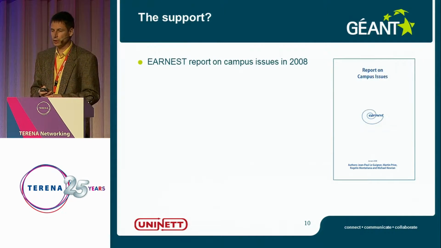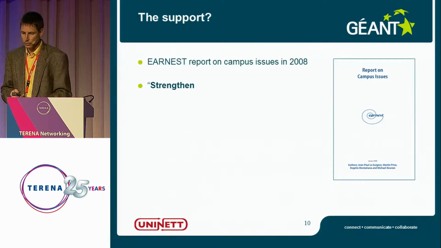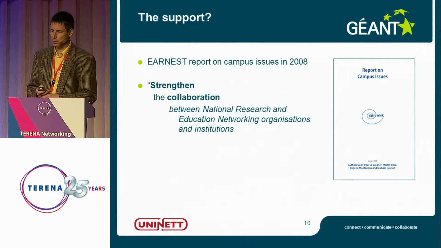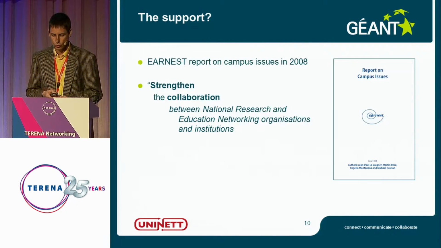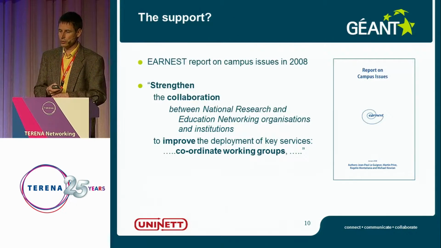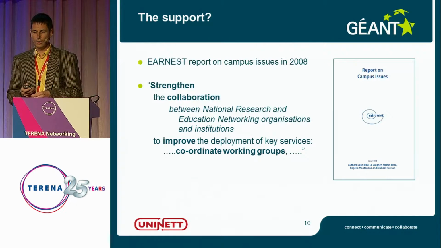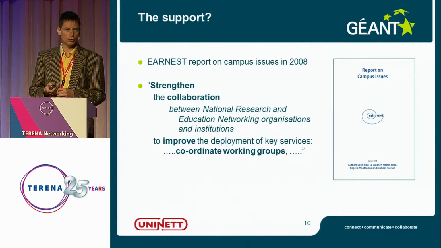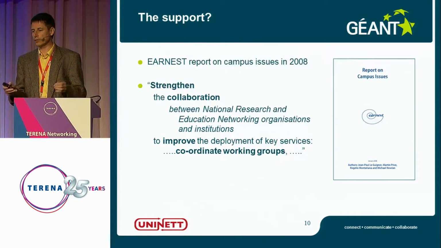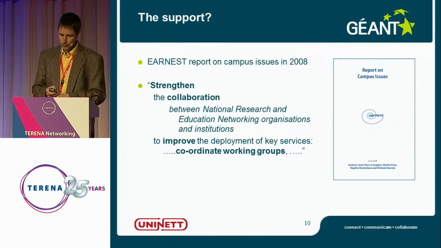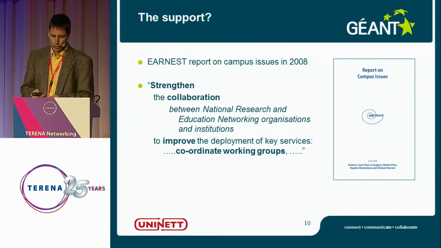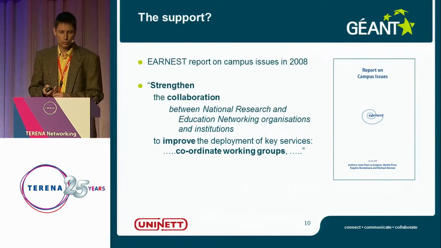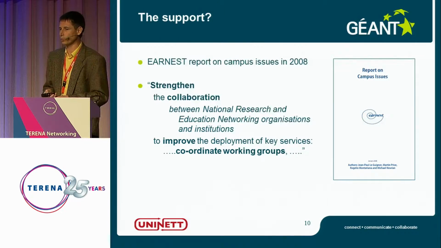One of the recommendations that they gave was to strengthen the collaboration between the national research and education networks and the organizations and institutions. They said we could do this in different ways to improve the deployment of key services, but also to coordinate working groups. They have a lot of similar recommendations that fit very well with the way that we were working. And we didn't pay them to write this report, actually. We didn't even contribute to it. But I think that this report is still very relevant for the NRENs today. So even if it was issued in 2008, it's well worth reading again.